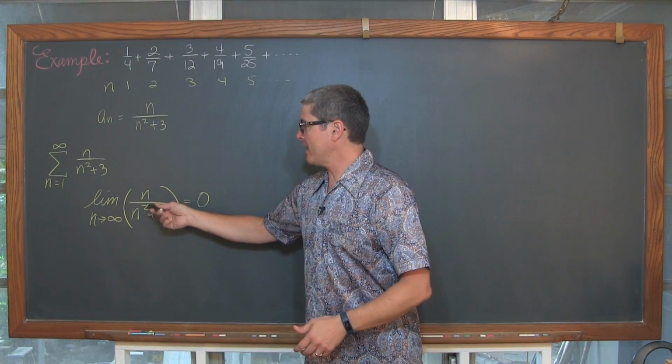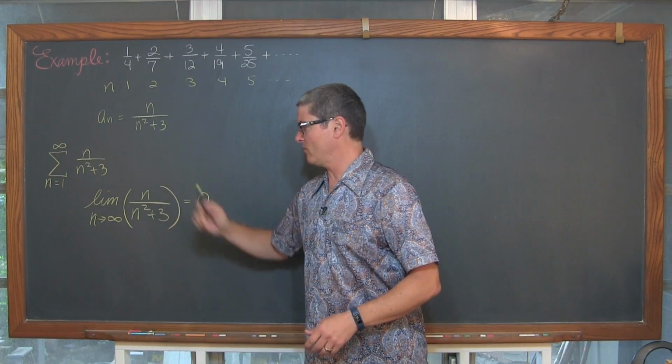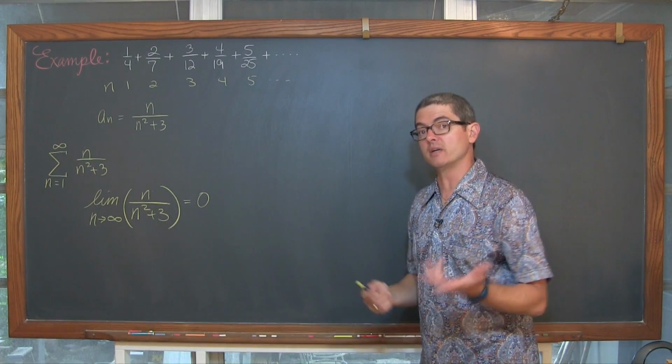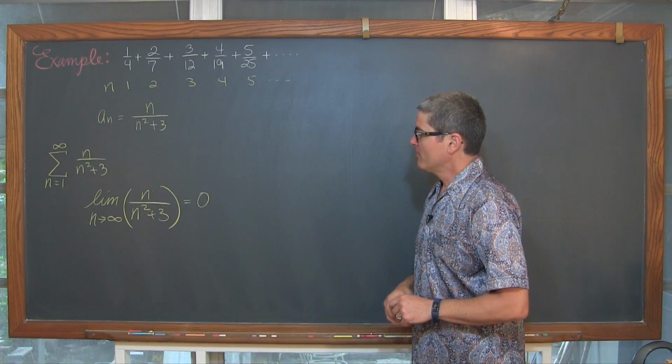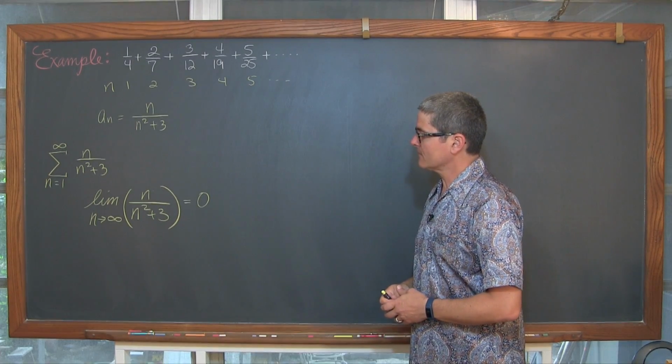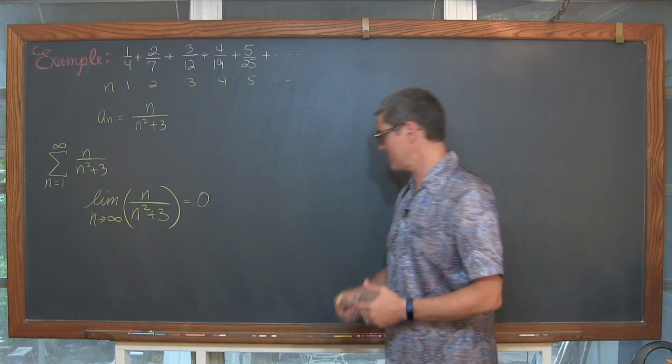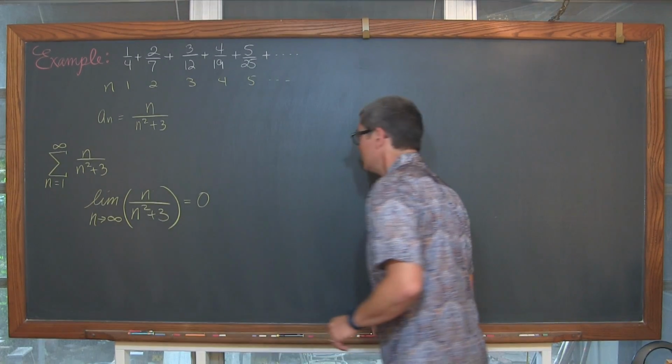We can divide the numerator and the denominator by 1 over n squared, or we can apply L'Hopital's rule because this is infinity over infinity, past the condition check. But at any rate, we do have a series that may converge. So let's go on to that integral test.